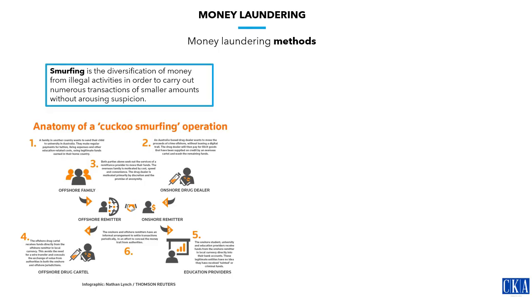Number 1. Smurfing. Smurfing is one of the most well-known forms of money laundering. It involves diversifying money from illegal activities to carry out numerous transactions of smaller amounts without raising suspicion. Because the amounts are small, they are very difficult to trace, and these types of transactions quickly become undetected.